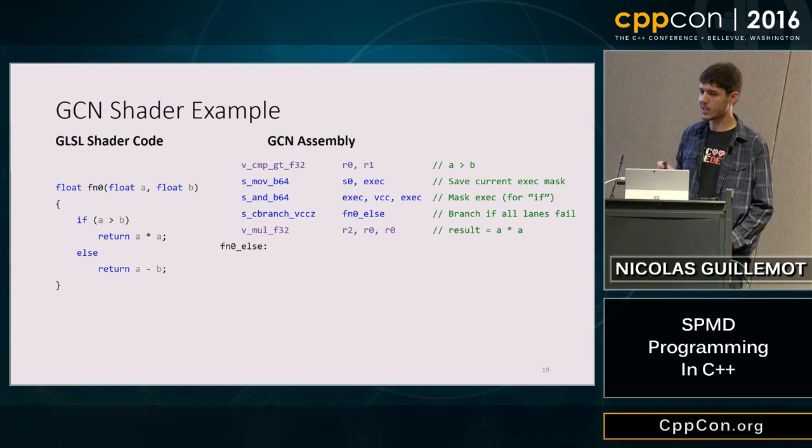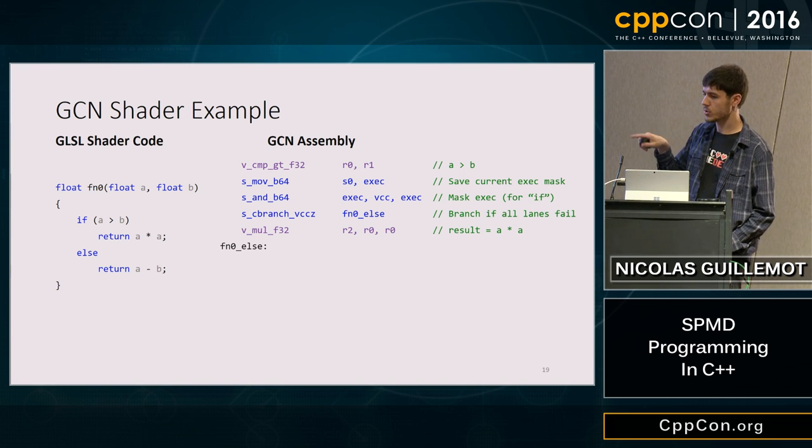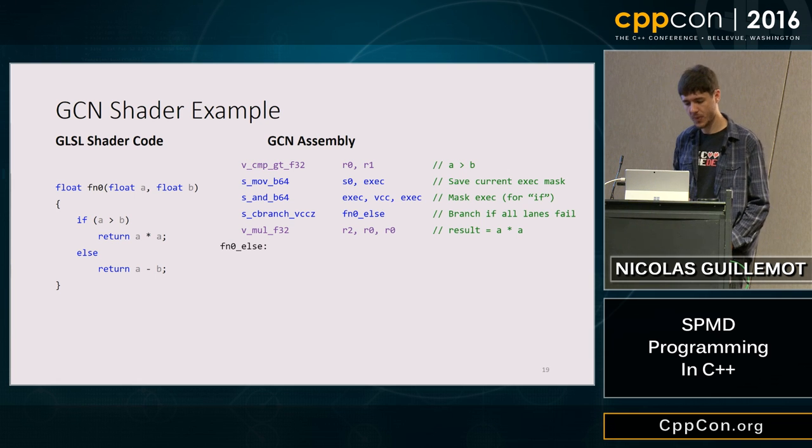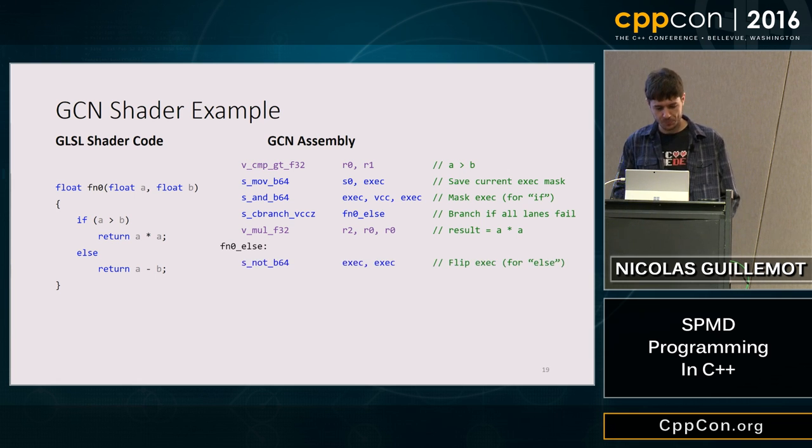And so what that means is, if the comparisons all failed, that means that nobody is going to be running the if block. If you inputted a set of values for A and B, and the comparison resulted in no passes, like everything failed, that means that you don't even need to run the if block. You can just not run it, and that's what's happening here. So if everybody failed the test, it'll just branch directly to the else block and not run the if block. It's a little optimization that you'll see pretty commonly.